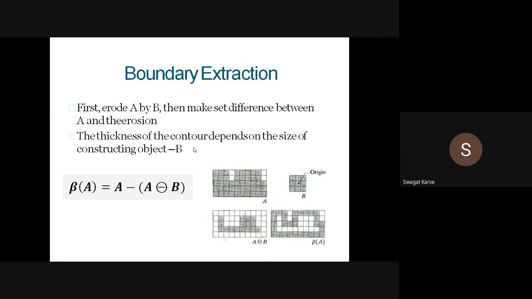Then you have to subtract the output of that erosion process from your target image A. That means the final equation will be A minus A erosion B. First you perform the erosion of A by B, and whatever the output of that erosion process, you subtract from the target element A, and with the help of this step, you are able to extract the boundary of your image.